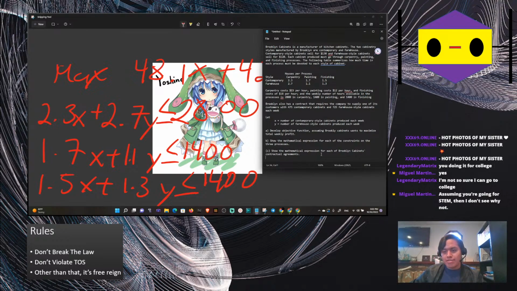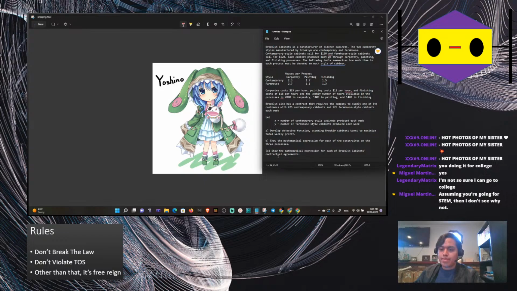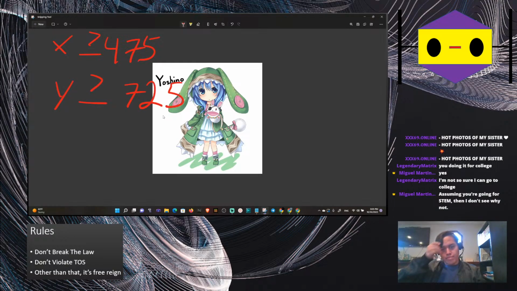Show the mathematical expression for each of the Brooklyn Cabinet contemporary cases. Well, that's actually really simple. Supply one of its customers with 475 contemporary and 725 contemporary farmhouse. So the way you do C is much easier. You see this, right? Pretty much it's these two. In essence, it's like this. Oh, I see the question. Like that. Alright, so that's how you do homework 1.